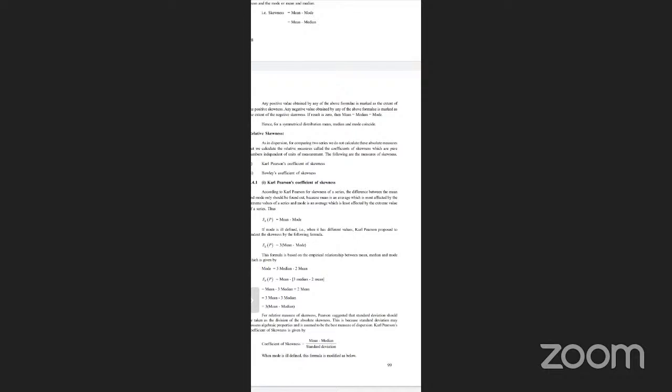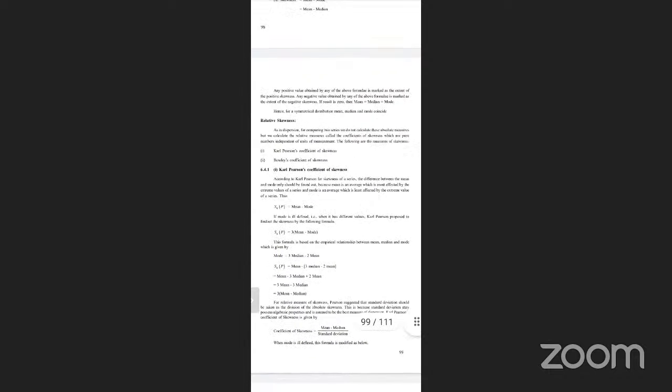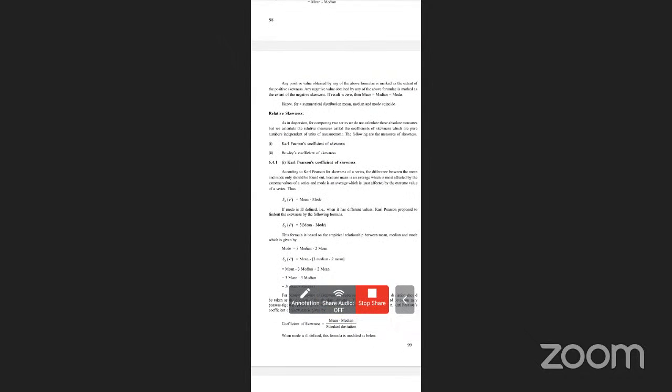If the distribution is not symmetrical, mean is greater than median, that is positive skewness, or mean is greater than mode, that is positive skewness. If the distribution is negative skewness, it means mean is less than mode, or mean is less than median. Okay, so these are the formulas. These are the absolute measures of skewness.